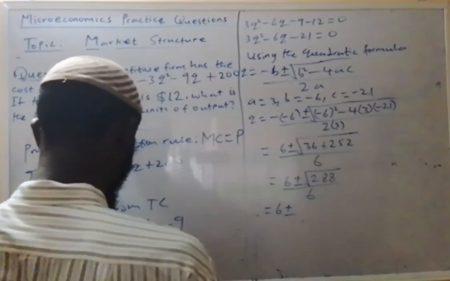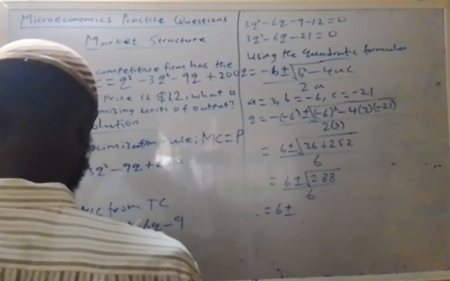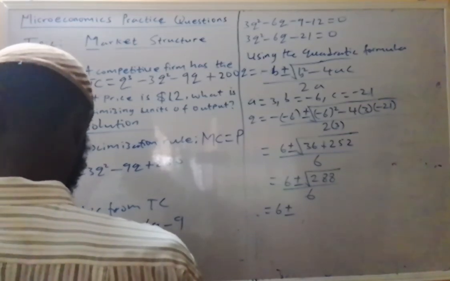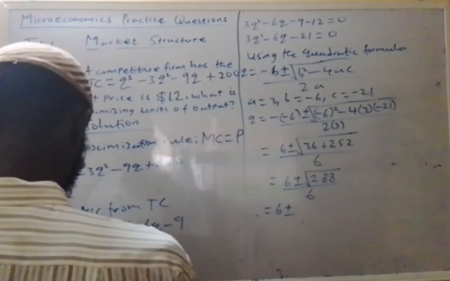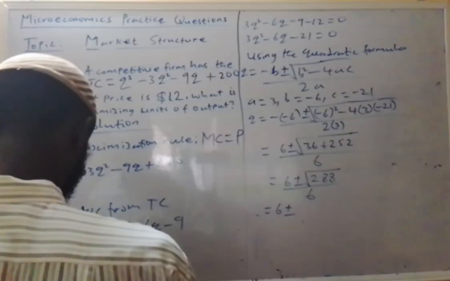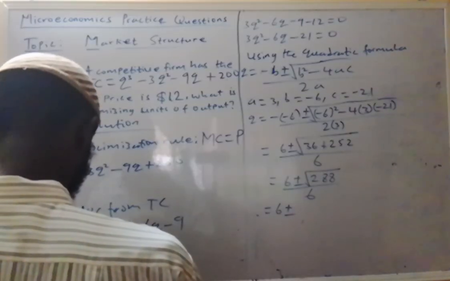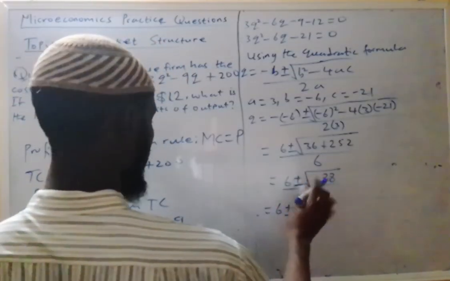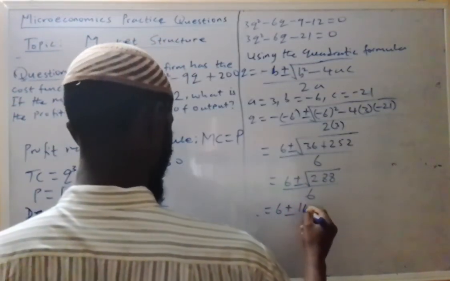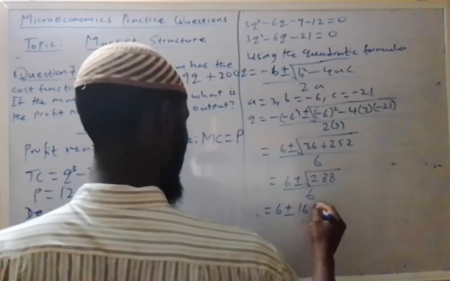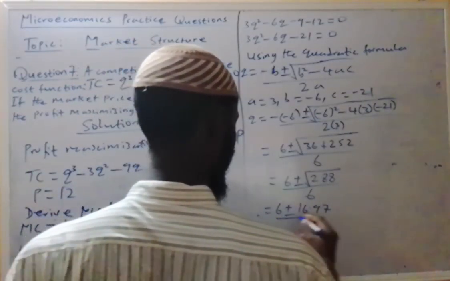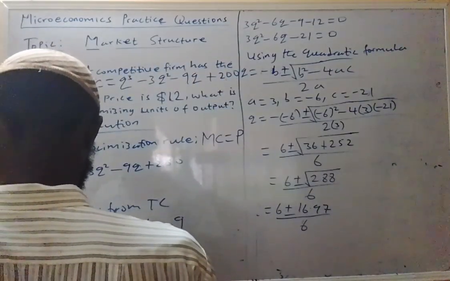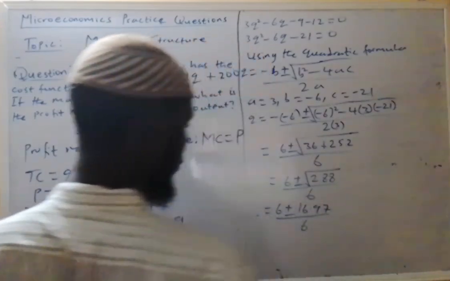Then what is the square root of 288? The square root of 288 is 16.97. Then we have divided by 6. Now we are good to go.